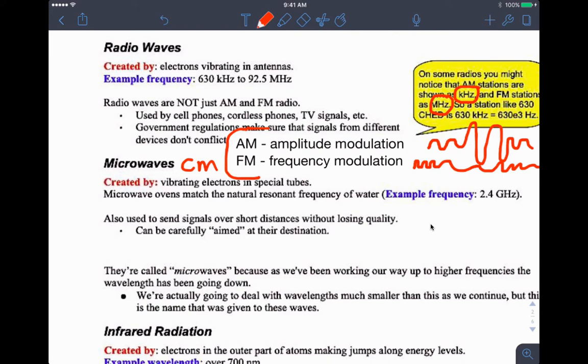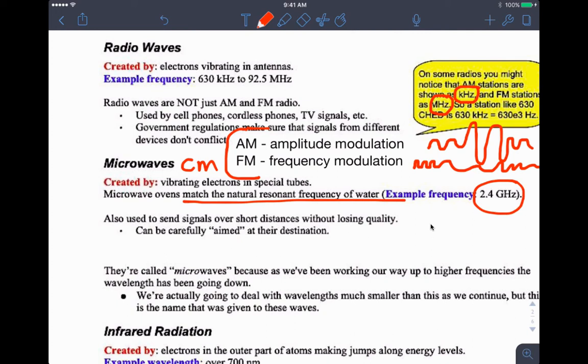And yes, if you open the door, the microwave shuts off, so you can't really cook yourself, unless you get inside the microwave. So don't try that at home. Anyway, microwave ovens are clever in that they match the natural resonant frequency of water, which is 2.4 gigahertz.